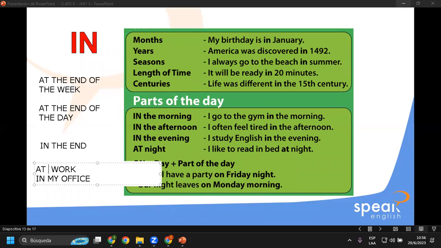Yeah, I mean, you can say it, and people will understand what you mean. But the correct one is to say at work. I am at work or I am in my office. Okay? No worries. We are going to see that specifically when we study prepositions of place. In this moment, we are talking about time, okay? But no worries. We are going to see that too.